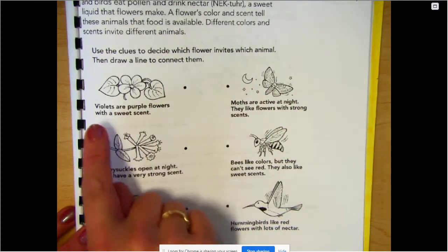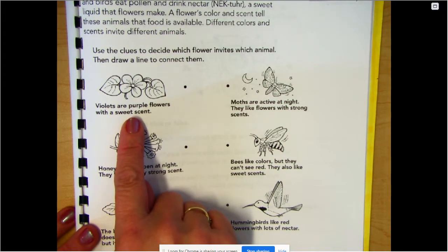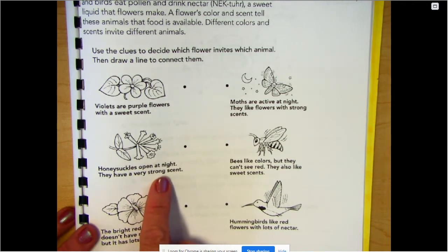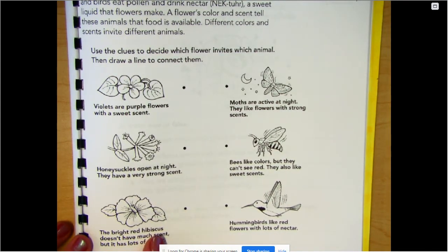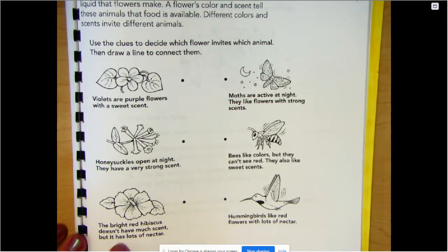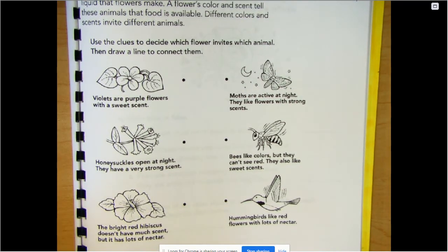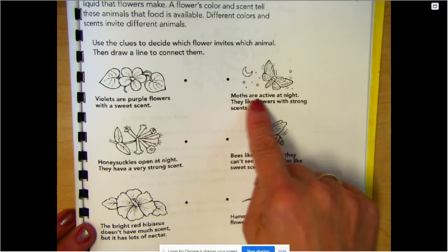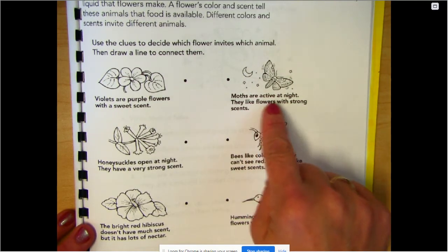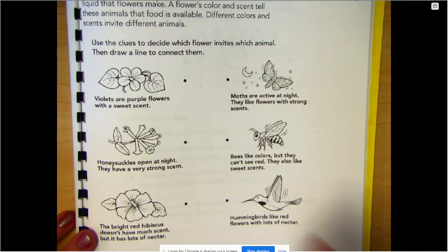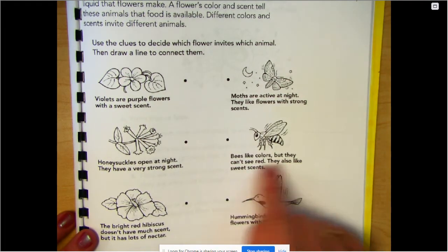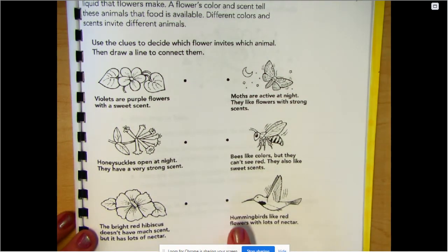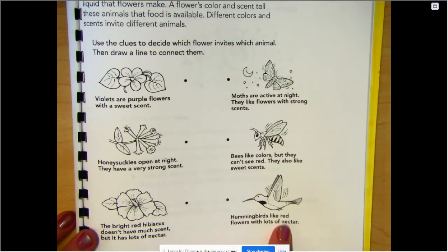Use the clues to decide which flower invites which animal, then draw a line to connect them. Violets are purple flowers with a sweet scent. Okay. Honeysuckles open at night. They have a very strong scent. The bright red hibiscus doesn't have much scent, but it has lots of nectar. Okay. Has a lot of color too. Let's go to these. Moths are active at night. They like flowers with strong scents. Bees like colors, but they can't see red. They also like sweet scents. And finally, hummingbirds like red flowers with lots of nectar.